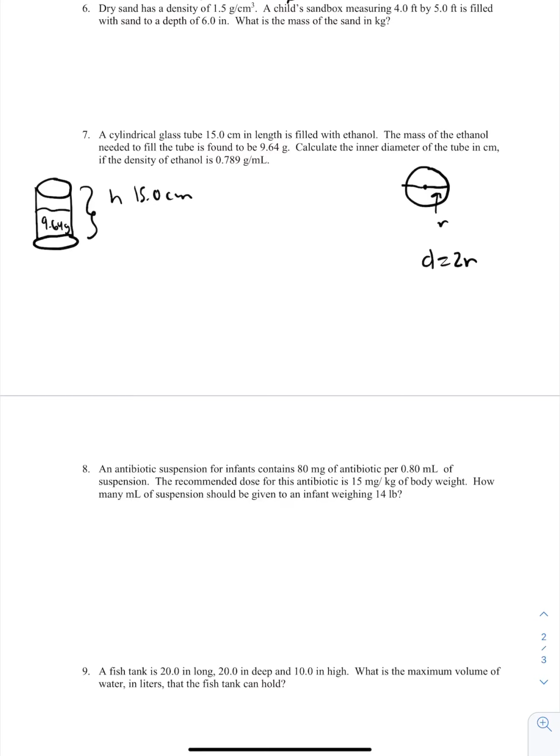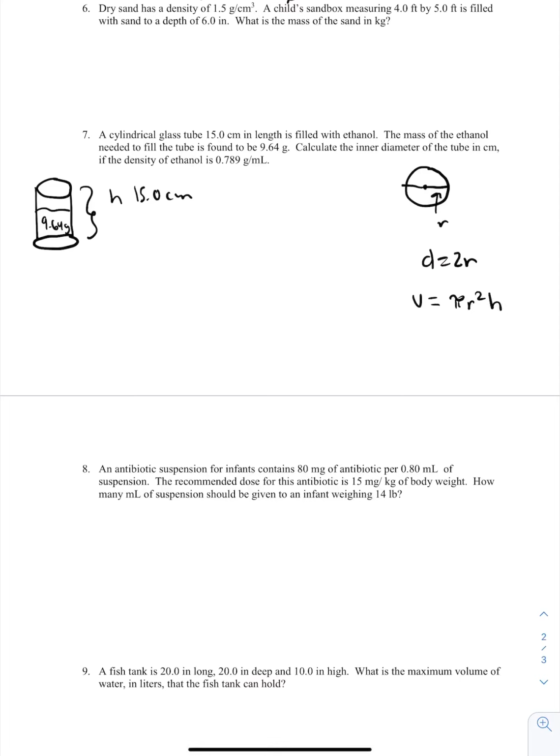So how do we find the diameter of a cylinder? Well, we first need to know the volume of the cylinder, right? So if we have the volume of a cylinder, the formula for it, it turns out the volume of the cylinder is pi r squared h.